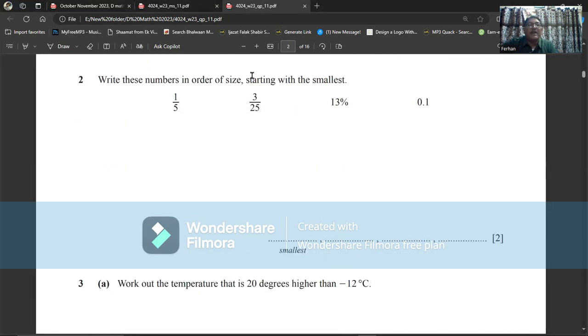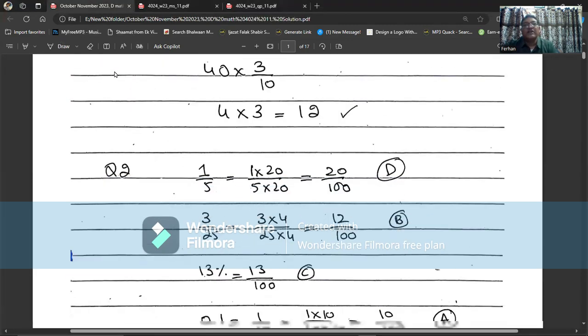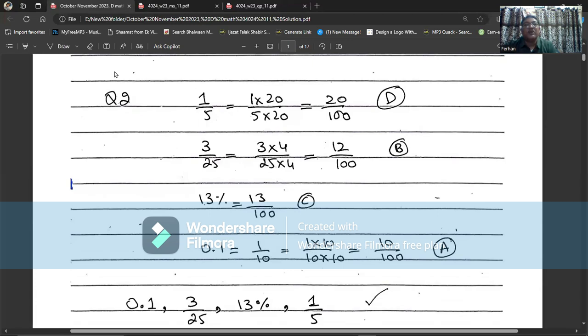Question number 2. He says, write these numbers in order of size, starting with the smallest. Here, the trick is that I will make their denominators the same. Then I will compare their numerators, and I will be able to decide which one is the smallest and which one is bigger. So for 1 by 5, I will multiply numerator and denominator both by 20 to make the denominator 100. So it will become 20 by 100. For 3 by 25, I will multiply numerator and denominator both by 4. So I will get 12 by 100.